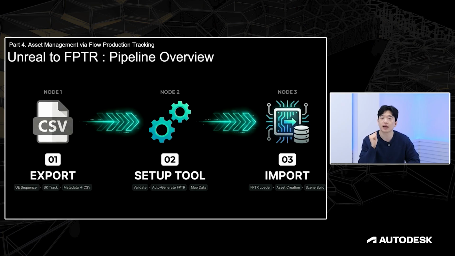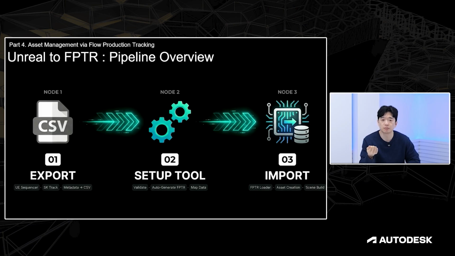Now let's look at how data moves into Flow PTR. The process is simple. First, we export the shot data from Unreal as a CSV file. Next, our setup tool validates the data and sends it to FPTR. And shots and tasks are then created automatically. After artists are assigned, the production environment is ready for them to begin work.